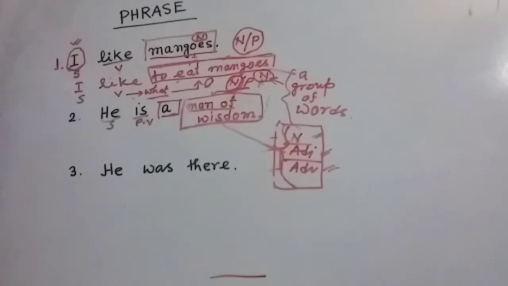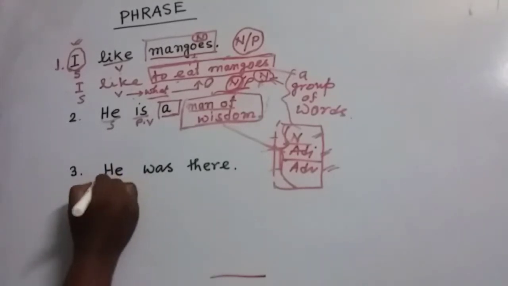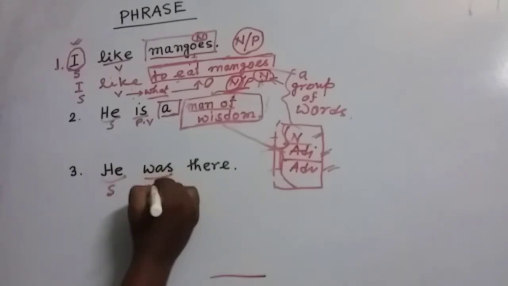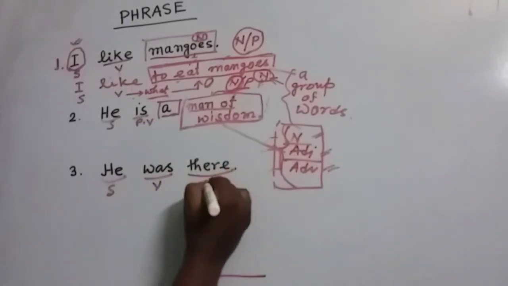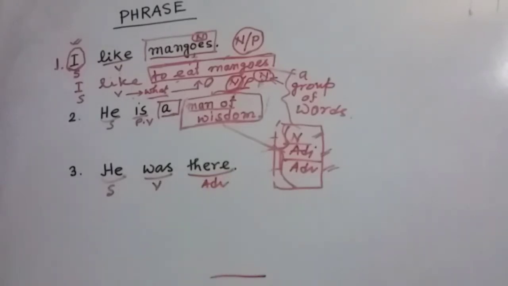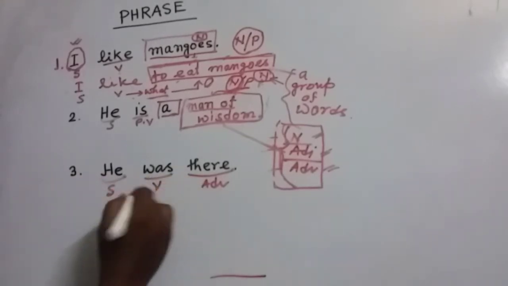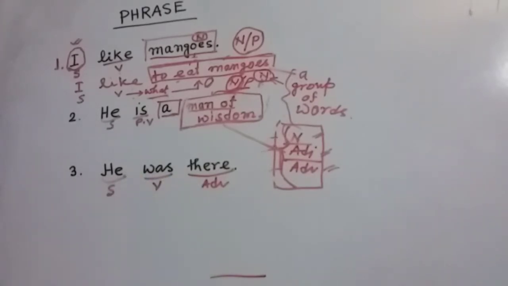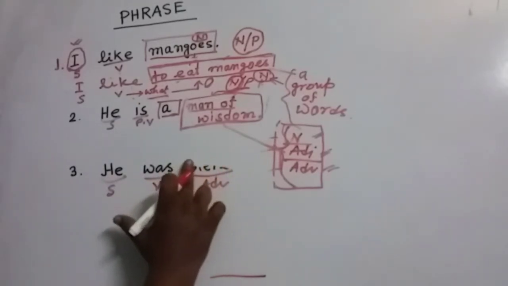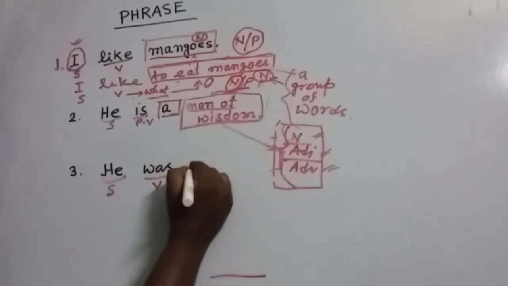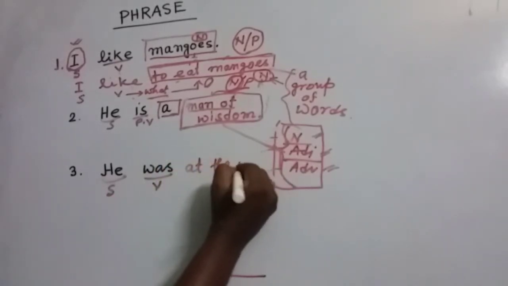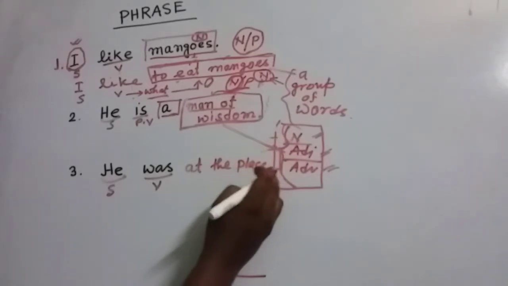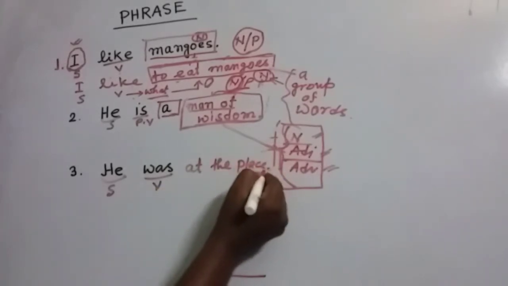Again, I am giving you another example. Let's look at this. He was there. So he is the subject. Was is the verb here, and there is the adverb. So my dear friends, we are not writing down this term there. We are just going to change the word. Instead of there, we are writing down at the place.